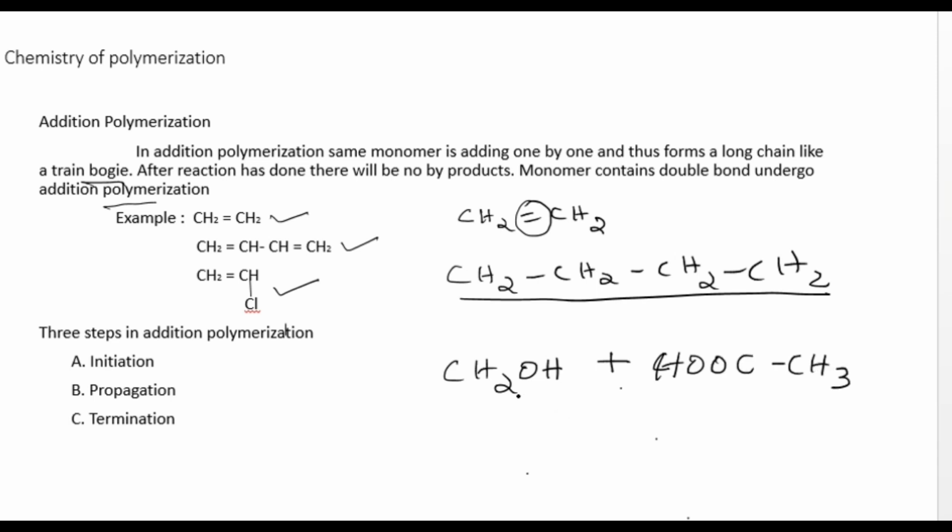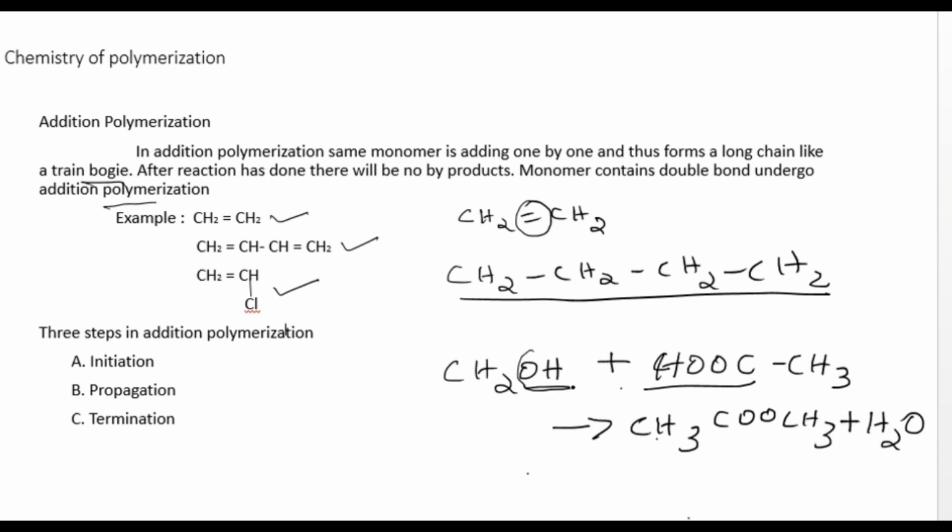So here the methanol contains hydroxyl groups and the carboxyl groups are present in it. When they react together, we get ester, that is CH3COOCH3 plus H2O, that is this OH and this H will eliminate. These are the byproducts formed.